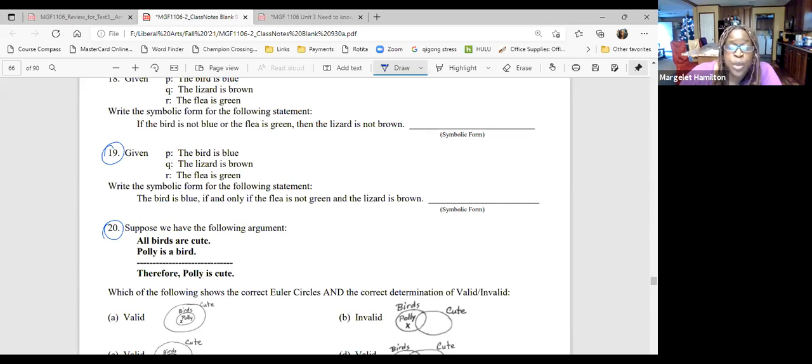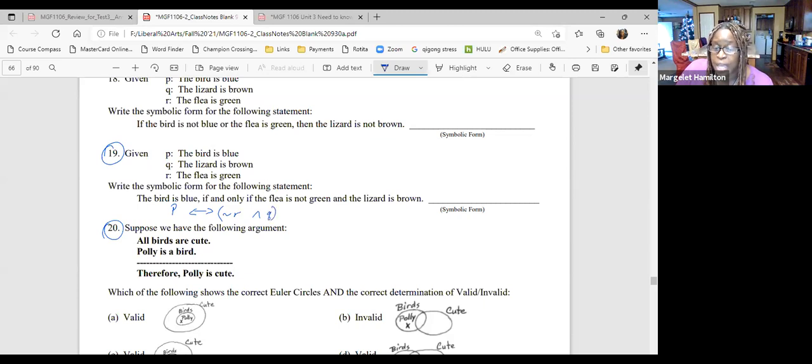So we are good where we see that the bird is blue, that's P. And then the comma tells us, or gives us an idea where those parentheses are. So you see where that comma comes in at? That means that our parentheses should be behind our main statement. So then we have our if and only if, right? And then our parentheses should come in after that. So if and only if the flea is not green, so the flea is not green is negation R, and the lizard is brown, which is Q.